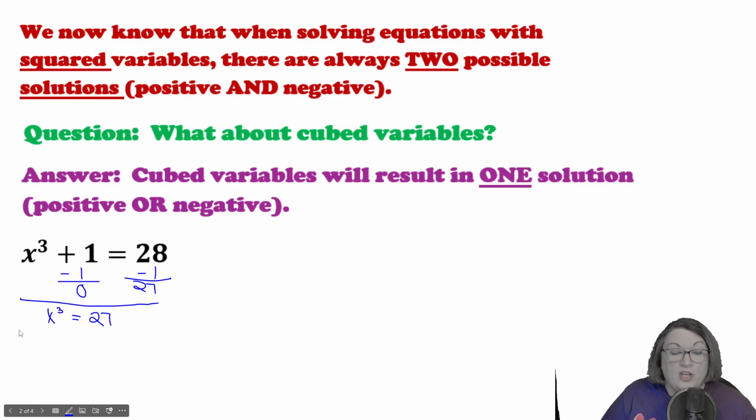Now, once all we have is the x with the exponent, to get rid of a cube, we do the inverse of cubing a number, and that is to take the cube root. Taking a cube root is asking the question, what number times itself times itself is equal to the quantity under the cube root symbol. The cube root symbol is just like the square root symbol, except it has a little 3 to the left of the radical symbol.